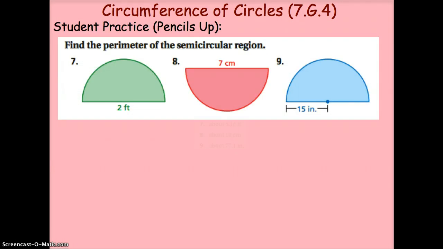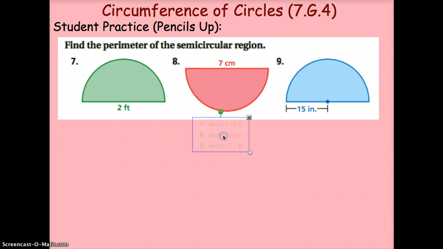Okay, these are the final student practices. So go ahead and do these problems here. Notice you're finding half the circumference. So you're finding the circumference of this part. When you get your answer, don't forget to add the diameter on. Be careful on this problem. We don't have a diameter, so we need to add the diameter on, so you're going to have to think about adding this section on as well. Go ahead and press pause, then press play when you're ready to see your answers.